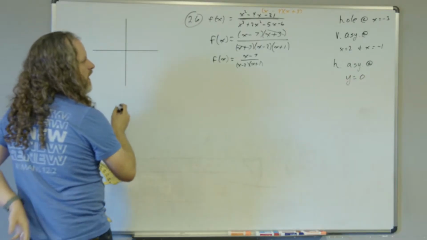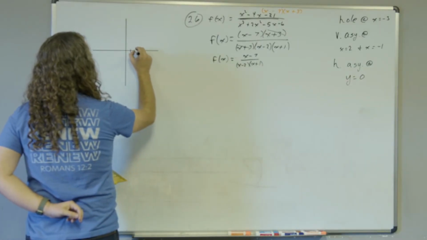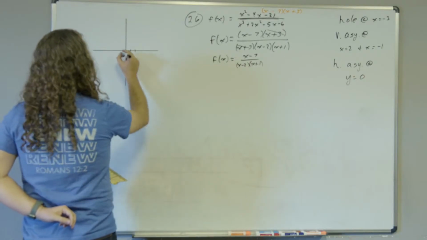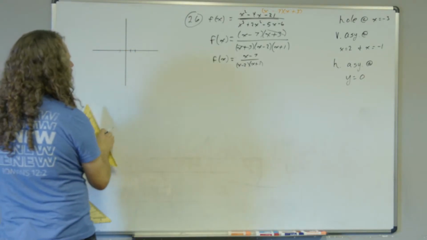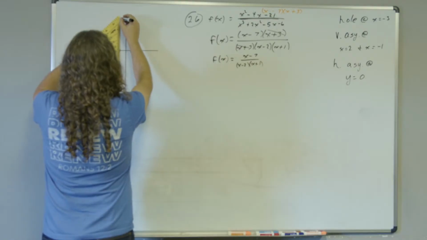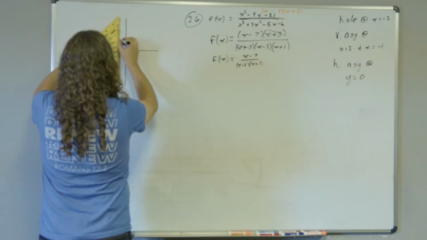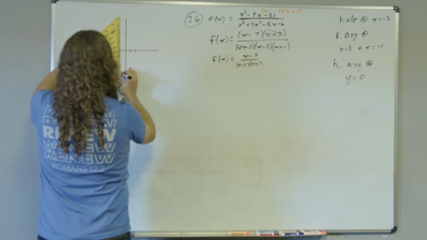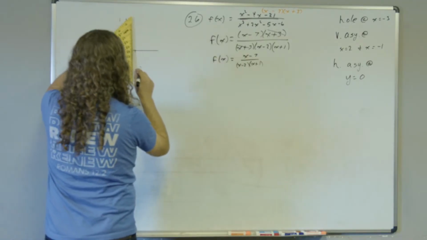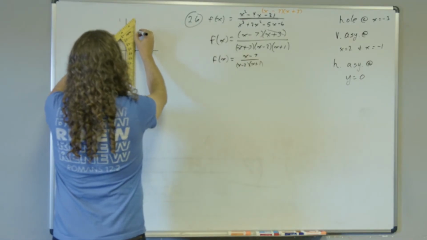Okay, so at 1, 2, and at -1, we've got asymptotes. Let's go ahead and find the rest of that hole next.